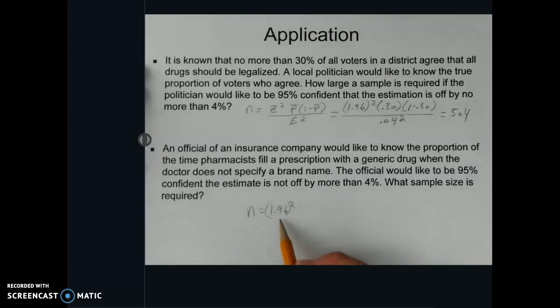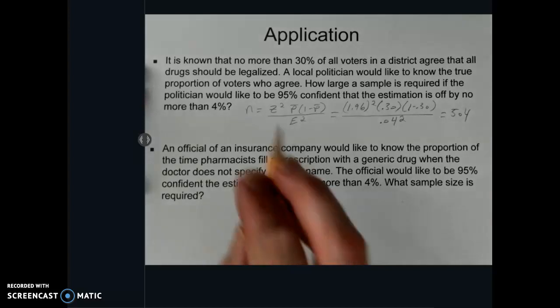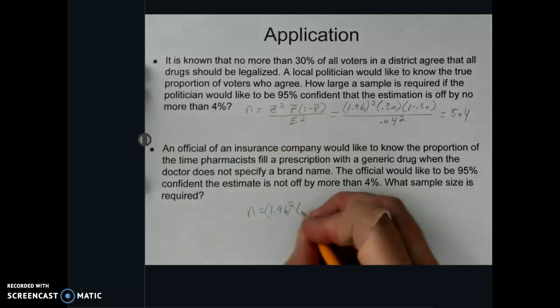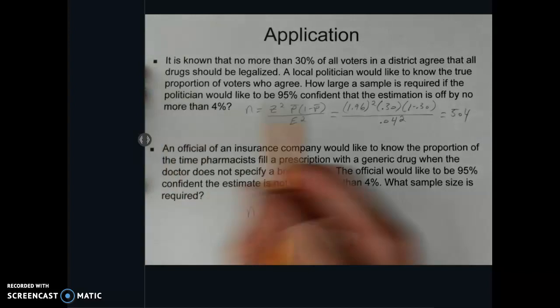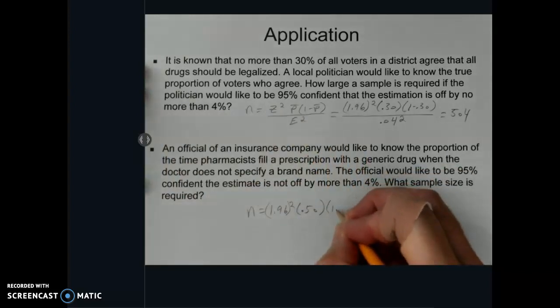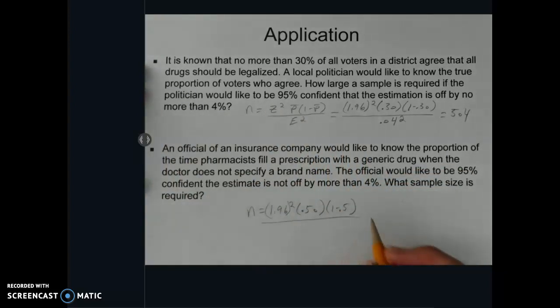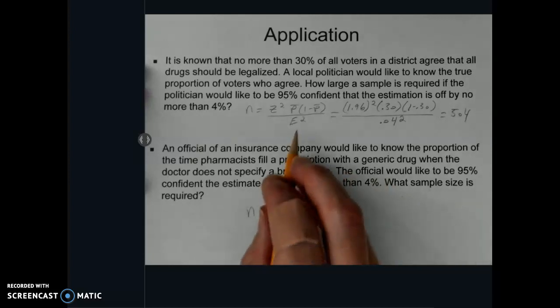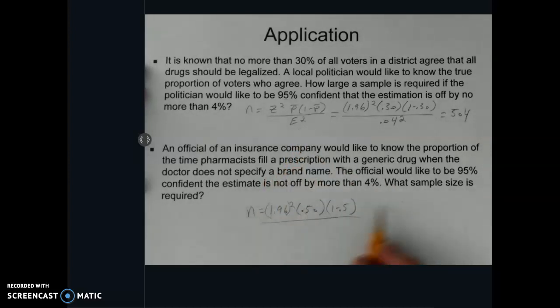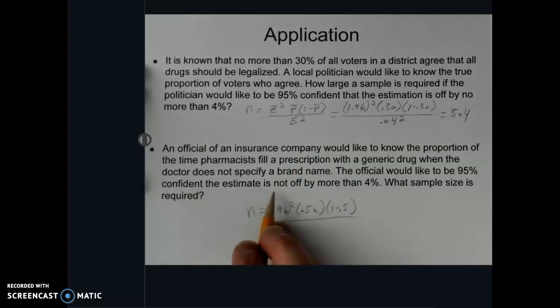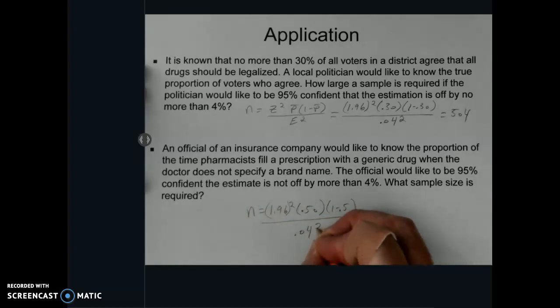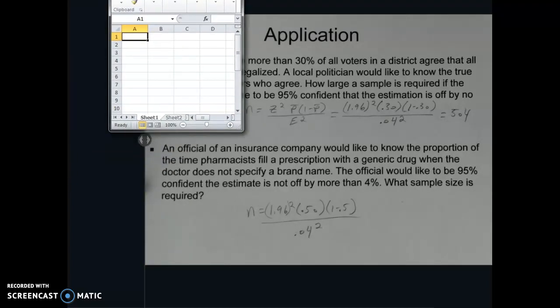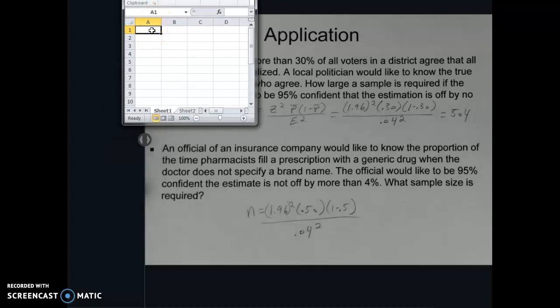Okay, so we have the z. Now we're going to put for our p bar 0.5, and then we want 1 minus p bar, 1 minus 0.5. We're going to divide the whole thing by the margin of error squared. And here it tells us the official would like to be 95% confident the estimate is not off by more than 4%. 0.04, square that.